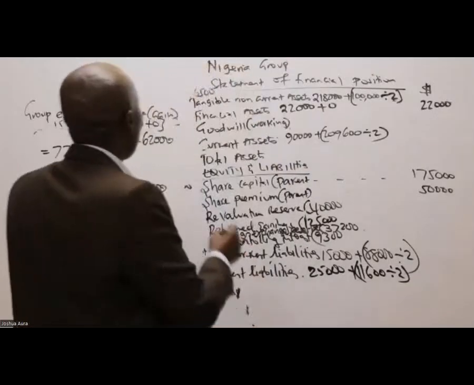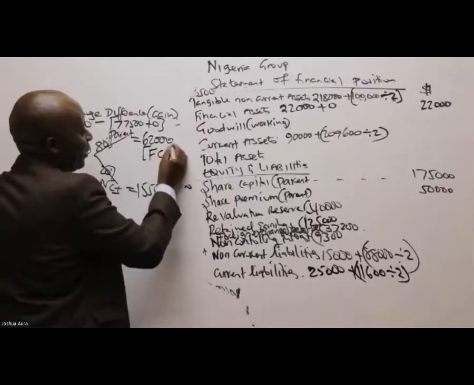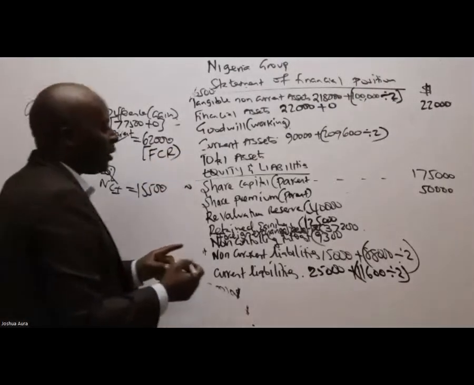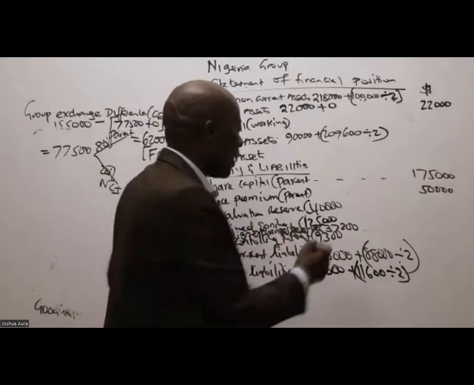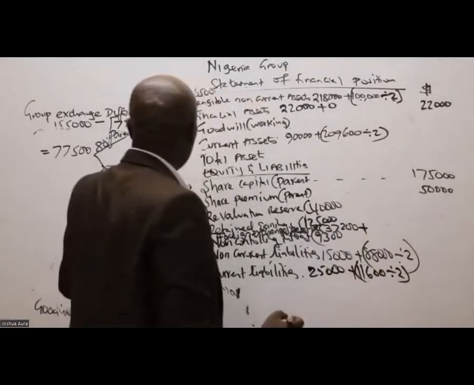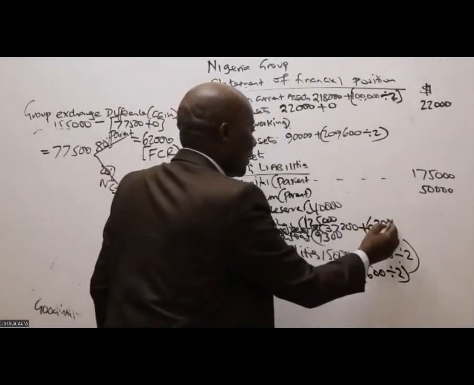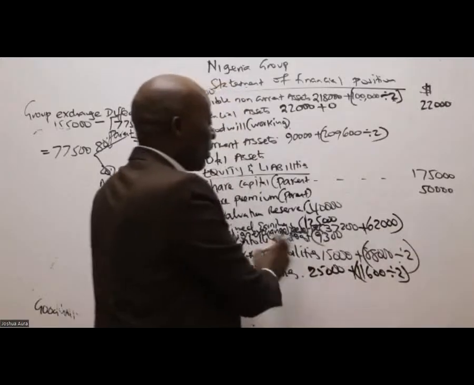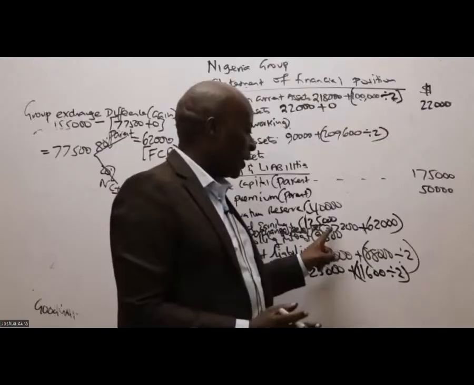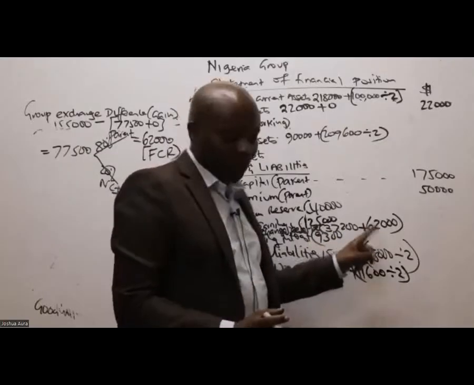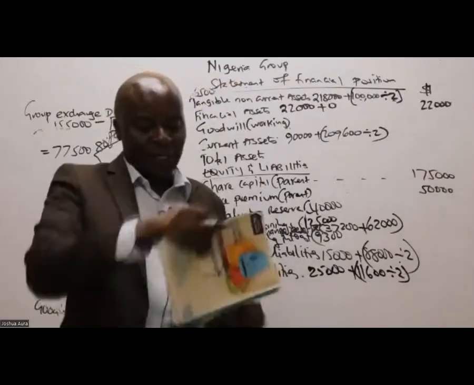I hope you've been able to write. It's normally called FCR, foreign currency reserve. So in your foreign currency reserve, add plus 62,000. And this is all for the foreign exchange reserve. Could you kindly give me this figure? What is 37,200 plus 62,000? Please give me that figure.